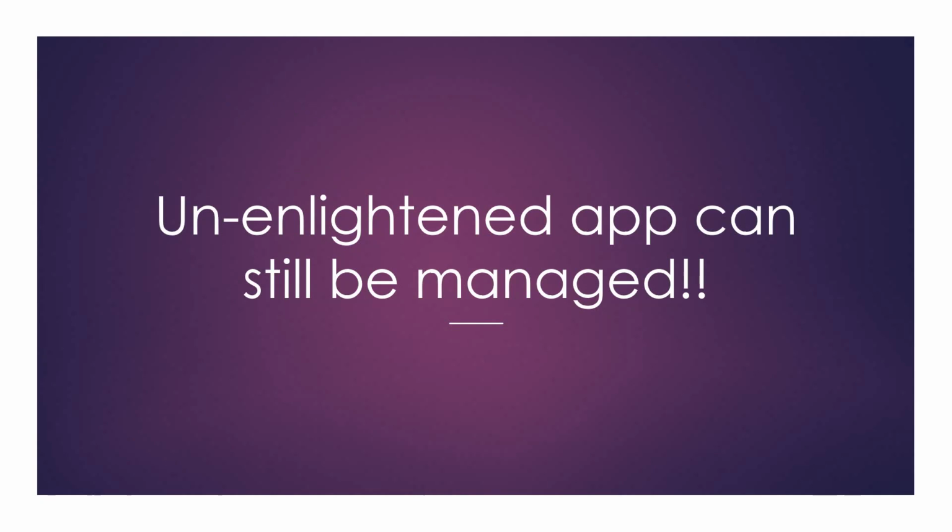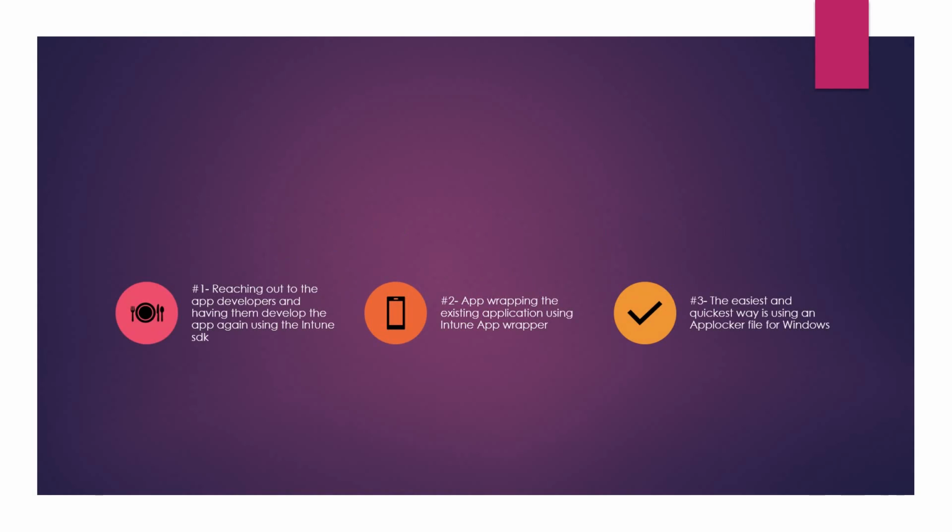So now guys, as I already said, an unenlightened application can still be managed and WIP policy can still be applied to it. There are three ways. The first way, I mean, it doesn't make any sense, is reaching out to the app developer and making use of the Intune SDK. The first way says that we can actually develop the application again using the Intune SDK, which is going to make that unmanaged application a managed application.